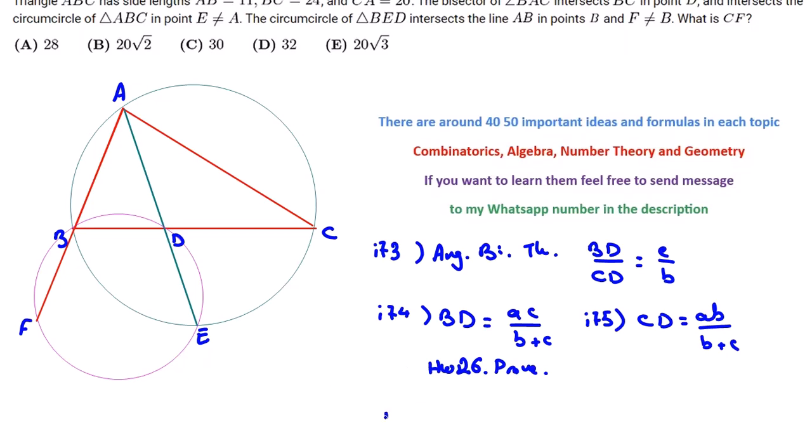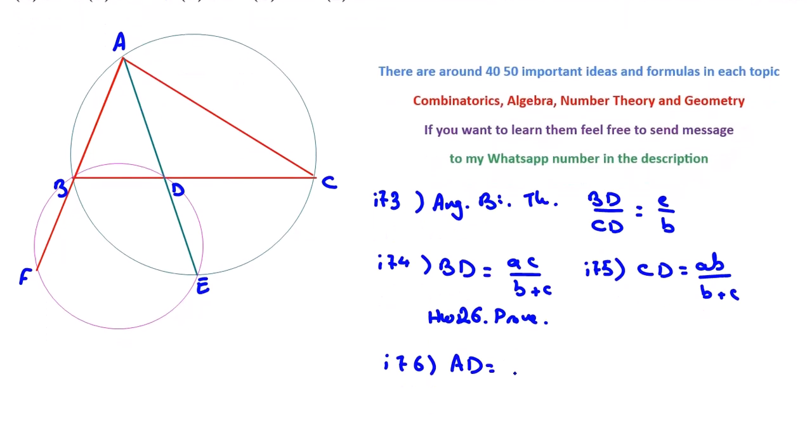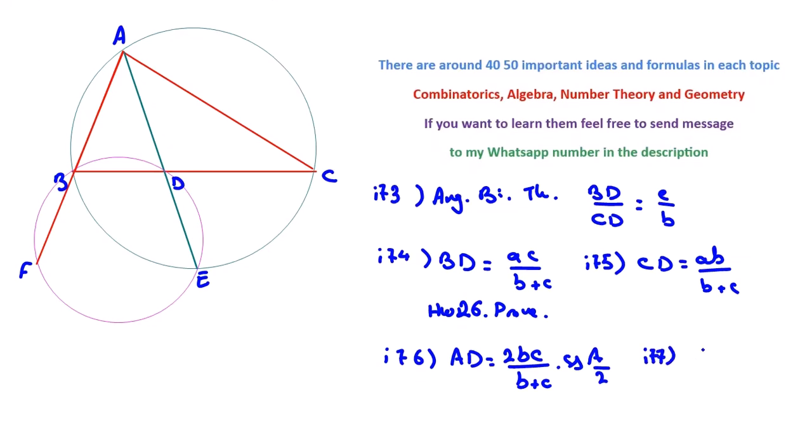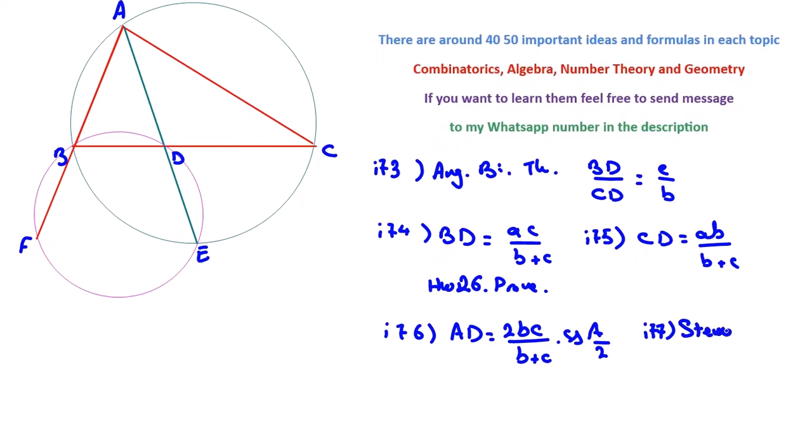And idea 76. If we call AD squared, we have two formulas for AD. See which of them is useful here: 2bc over b plus c times cos A over 2. Idea 77. It is a special case of Stewart's theorem, okay? But Stewart's theorem, you should know, it is exactly AD squared is BC minus BD times DC.